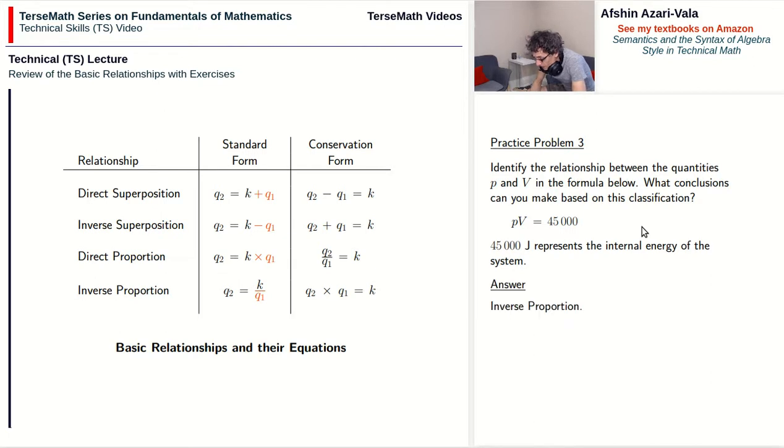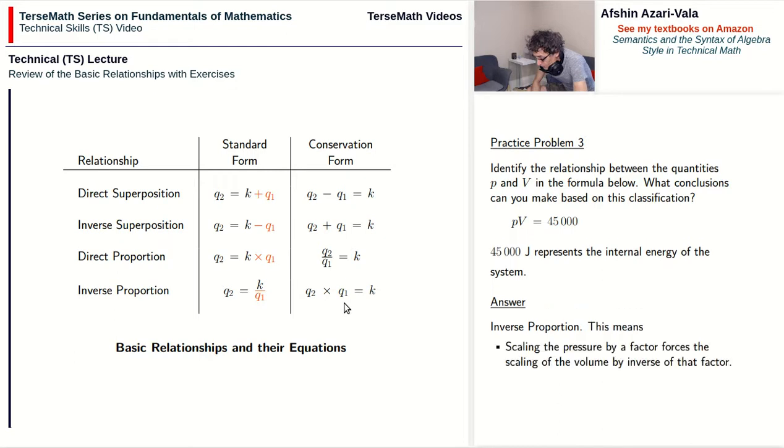The answer is inverse proportion, and the reason is that the equation is similar to the conservation form of the equation for inverse proportion. You see, with the conservation form, the constant is isolated, which is what we have here. If the number part is isolated, then you're dealing with the conservation form. And on the left side, we have P times V, which matches the form Q2 times Q1.